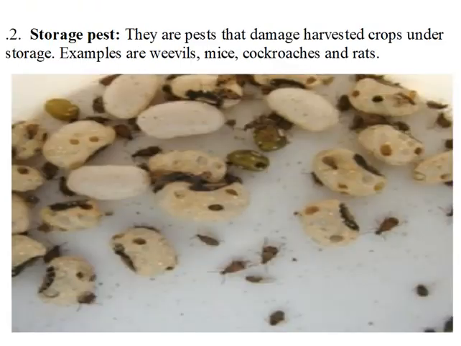Let's move on to storage pests. With reference to the picture beneath, we can see some insects attacking these beans, grains. So when we talk about storage pests, they are pests that damage harvested crops under storage. Can we think of any? Examples are weevils, mice, cockroaches, and rats.